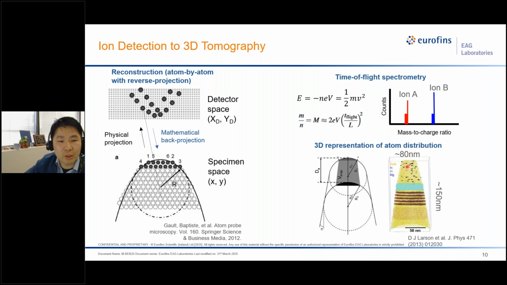Like this one is showing the quantum well structure in an LED device, showing the magnesium doped region on the top and the indium enriched quantum well. And the typical size of the analysis is on the order of hundreds of nanometers. And there will be a 3D illustration of the ion distribution.